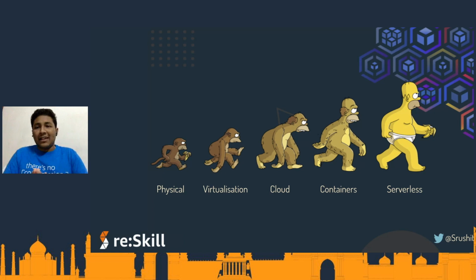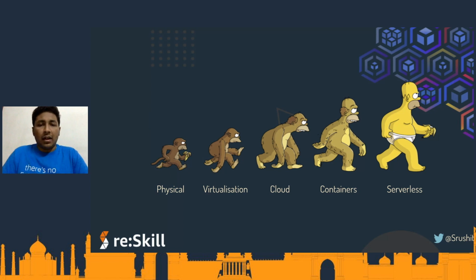This is a very basic evolution diagram. In the very beginning we had the physical machines, large server rooms with a lot of server machines, and we, as individuals or a particular team, used to maintain and manage them. Then came virtualization, wherein we had virtualization on the physical layer. That means the physical layer was taken away.